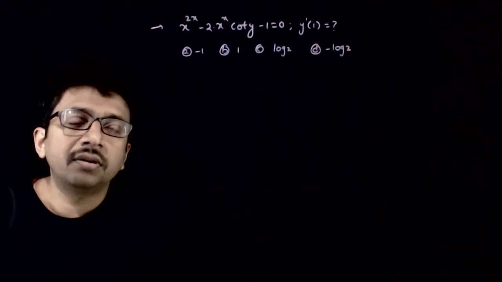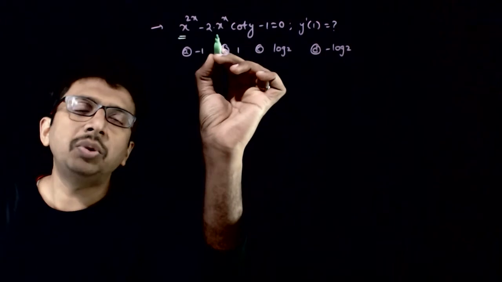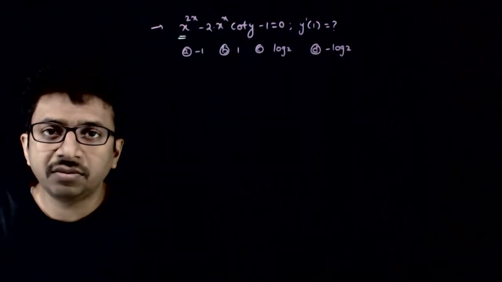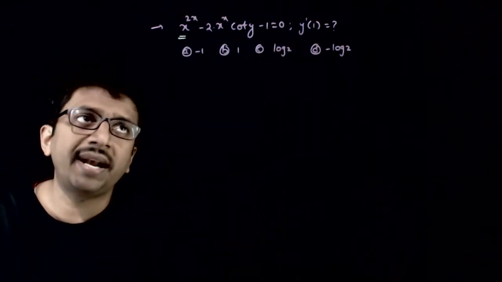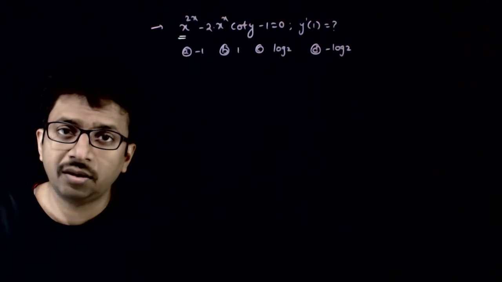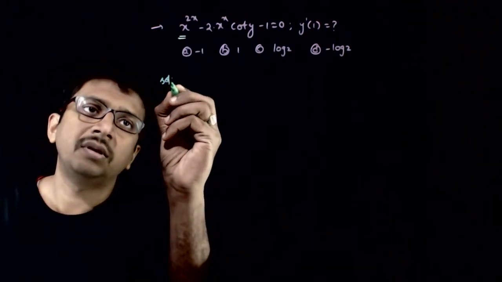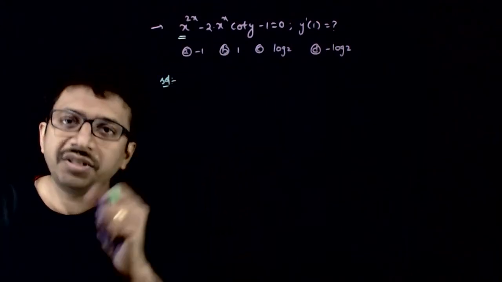So welcome students. In this question you're given that x^(2x) minus 2 times x^x into cot y minus 1 is equal to 0. And you're asked to find dy by dx at x is equal to 1. So how do we do this? This is a basic implicit function. You just need to differentiate this.